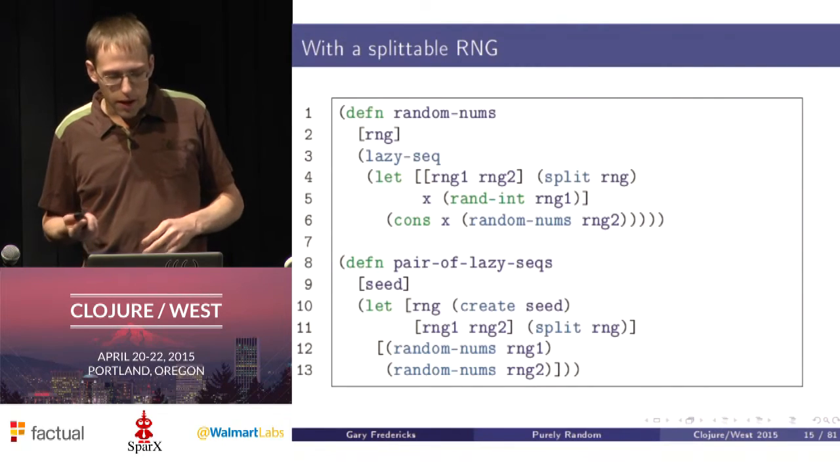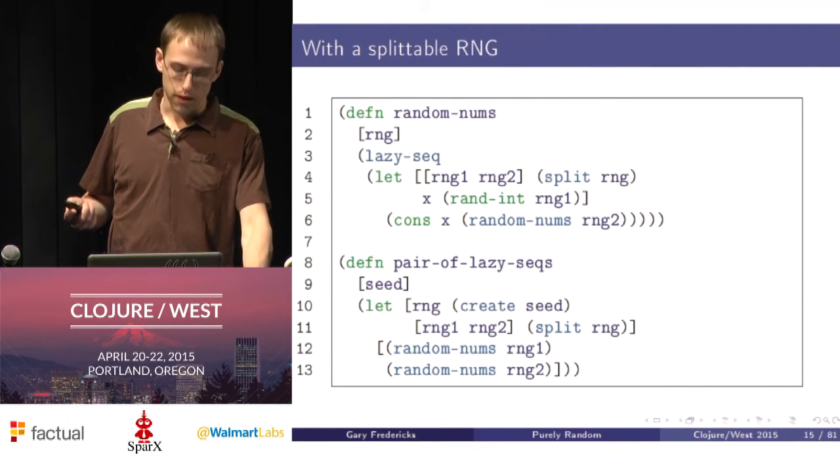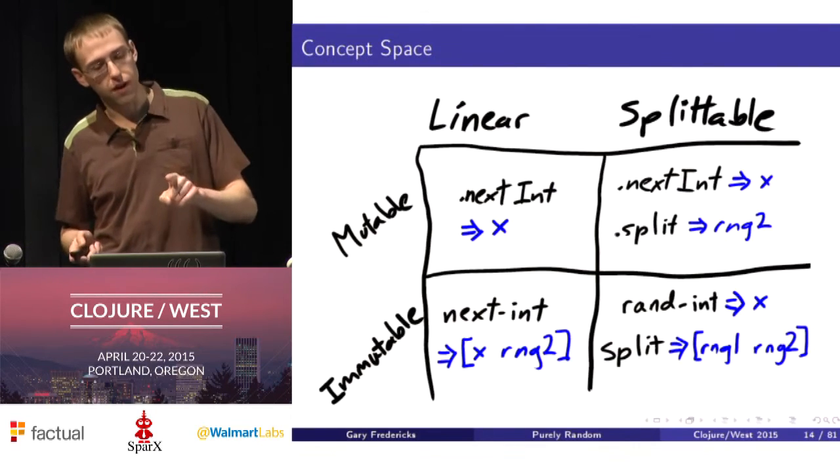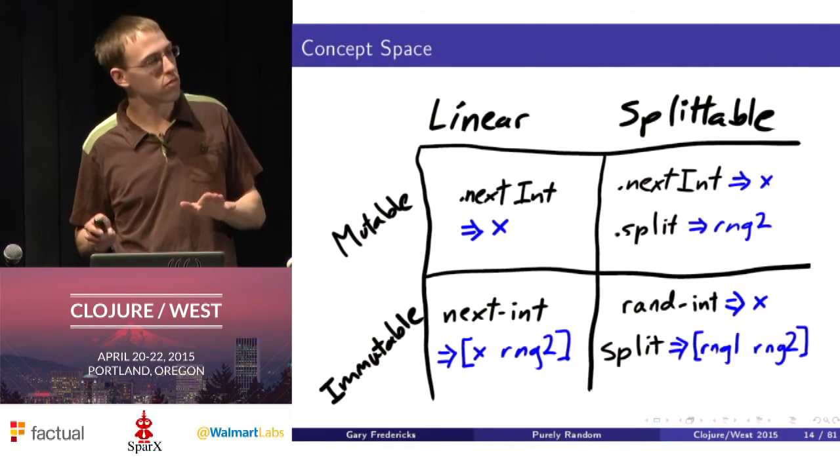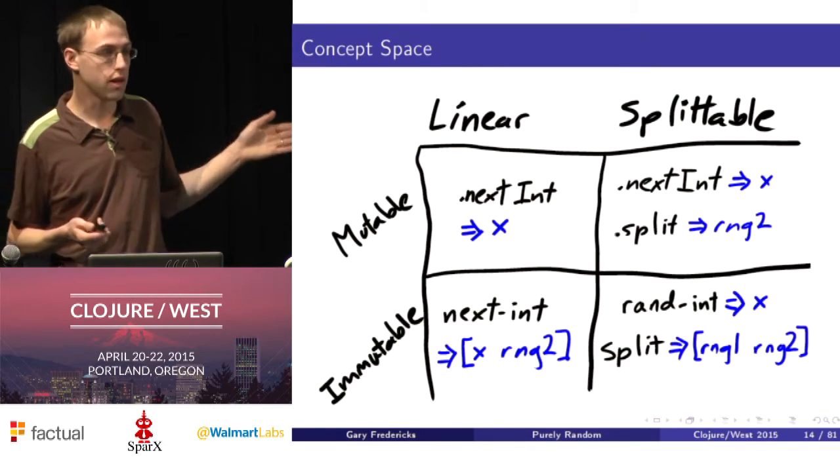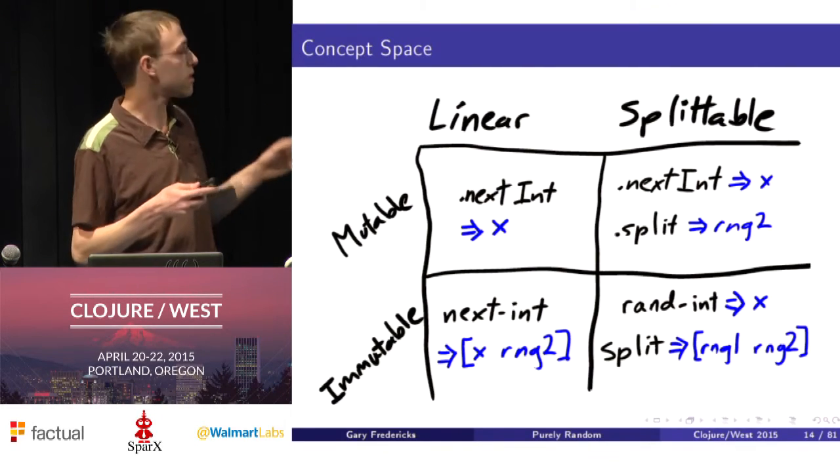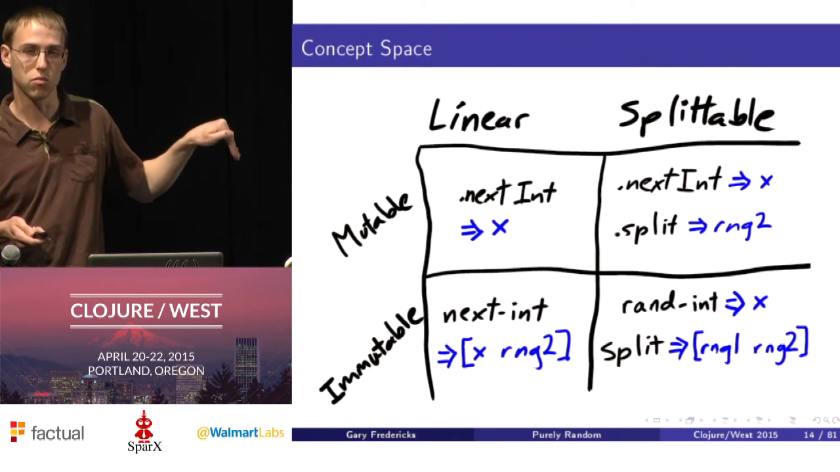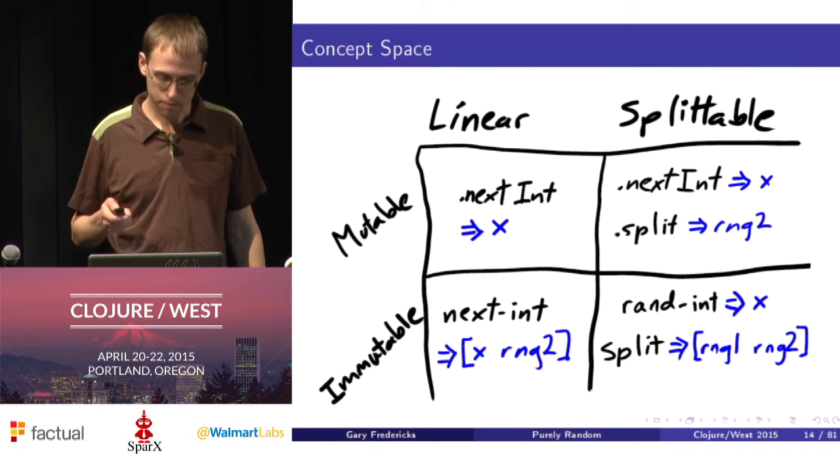Okay, so let's look at how we might implement this with a splittable immutable random number generator. Actually, first, I want to clarify that in the top right corner, the splittable mutable one, I'm not going to be focusing on this much because immutability is a good thing. So while we're worrying about this stuff, we may as well aim for the bottom right. So most of this talk will be talking about immutable and splittable generators.